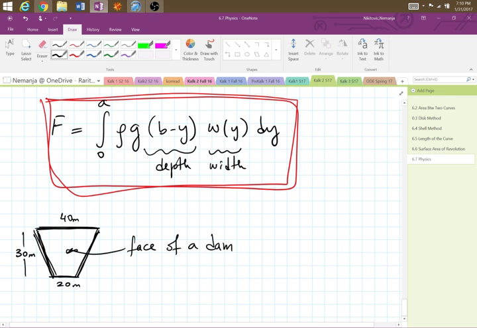So it has to withstand the pressure of water pushing. You have the depth part and the width part, both calculated in terms of y, and then the density, whether it's water in a lake or whatever else. And then you have gravity as well.